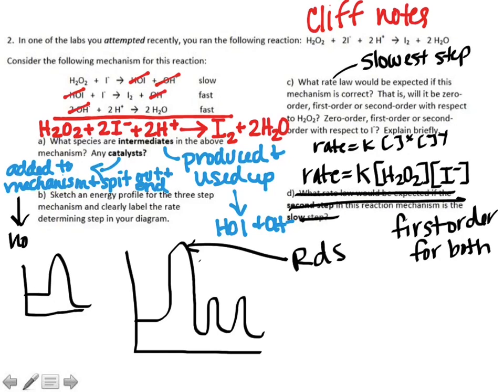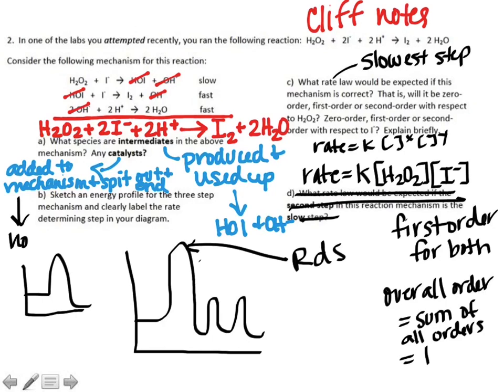So the next question is, what's the overall order? The overall order is going to be the sum of all orders. So 1 plus 1 means our overall order is 2. So that is second order overall. Again, all this is in that little paragraph prior to us getting to this right here.